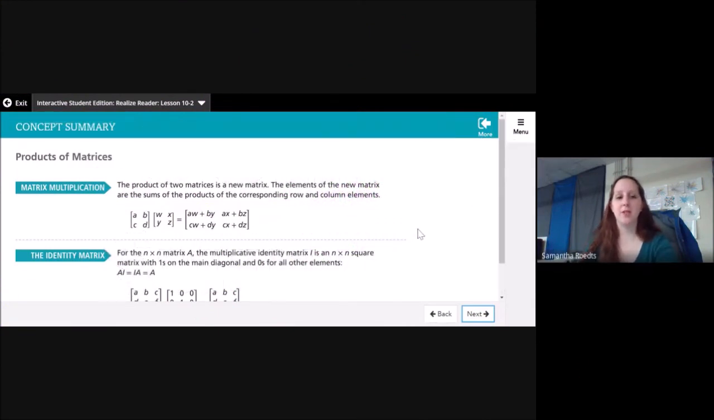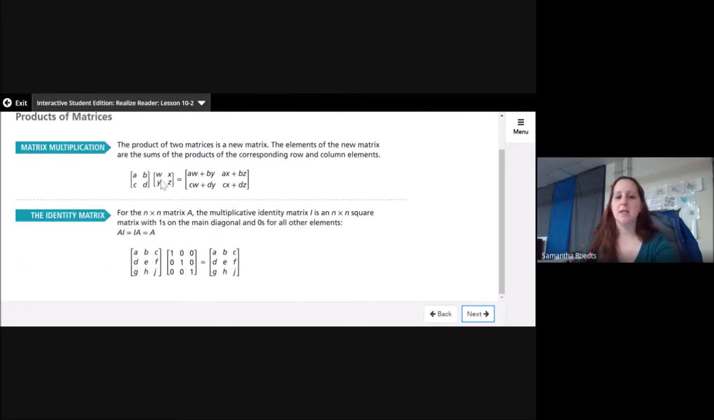Concept summary, products of matrices. The product of two matrices is a new matrix. The elements of the new matrix are the sums of the products of the corresponding row and column elements. A, B, C, D times W, X, Y, Z. So I multiply A times W plus B times Y, A times X plus B times Z. That gives me this element right here. My second row times my first column is this element here. And my second row, second column gives me this element here. You can do this for any sort of matrix. It doesn't have to be a 2x2 or 3x3. It can be a variety of different matrices.